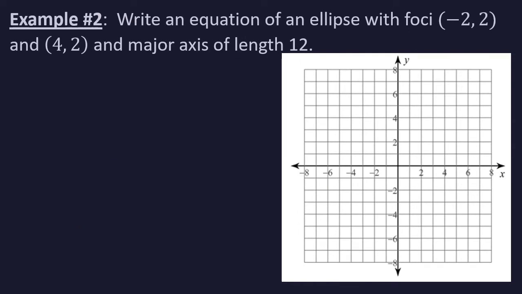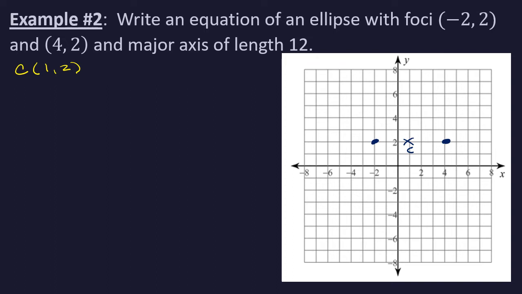Okay, so you know me, visual Miss Schwartz. Write an equation of an ellipse with foci (-2, 2) and (4, 2). So naturally, first thing I am going to do is plot those points, (-2, 2) and (4, 2). And the thing that tells me is that my center is smack dab here in the middle. So that's really telling me the coordinates of my center are over 1 and up 2, so (1, 2).